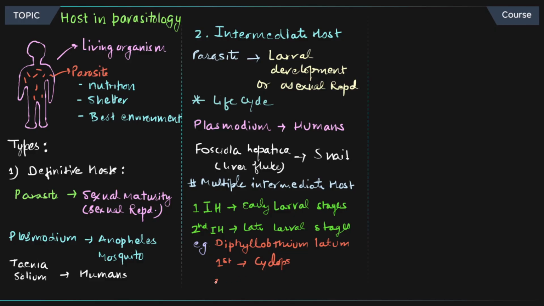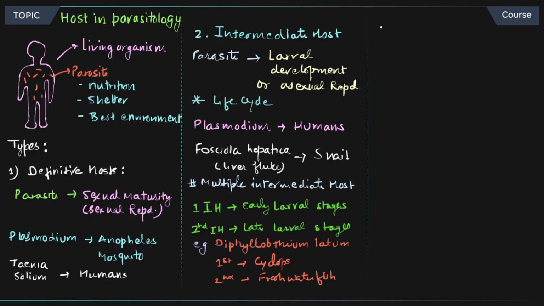The second one is freshwater fish. So it basically completes the life cycle, the part of asexual reproduction, in two different individual hosts, right? Now let's move on to another host type, which is the reservoir host.